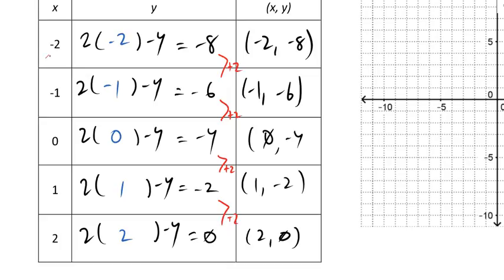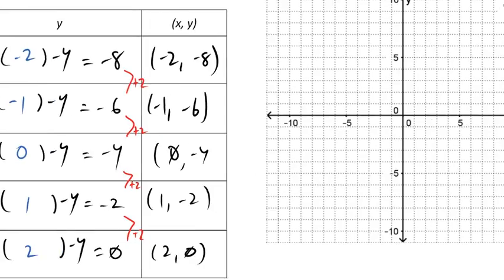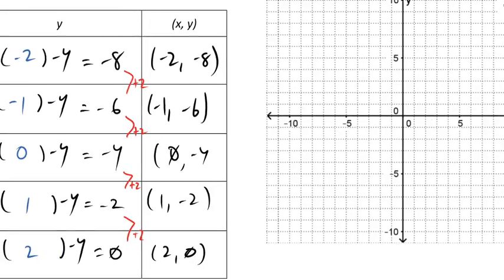As every time I go over the same amount, so I'm going up 1, up 1, up 1, up 1, the y's have to change by something the same every time as well. So up 2, up 2, up 2, up 2. And then when I graph them, what happens? So again, this one's already done for me. -2, -8. -1, -6. 0, -4, 1, -2, and 2, 0.